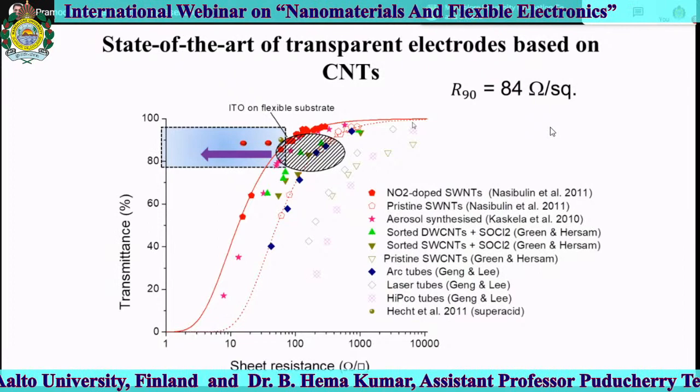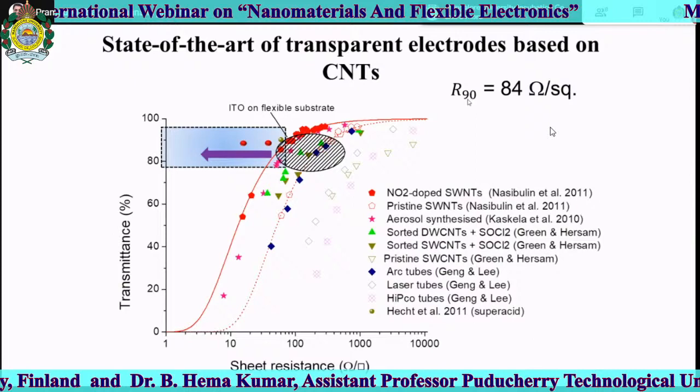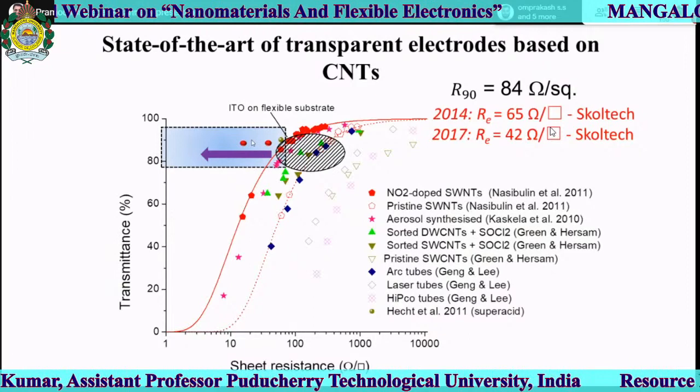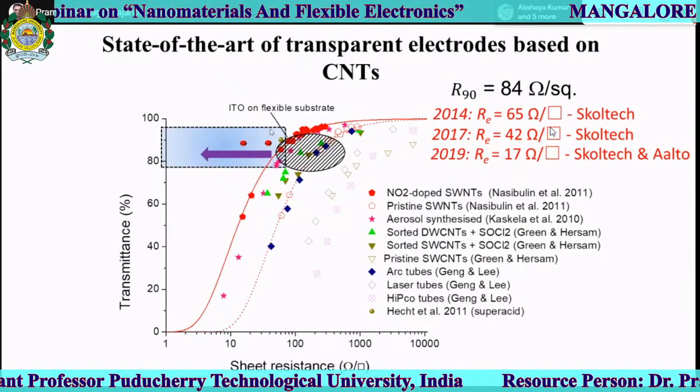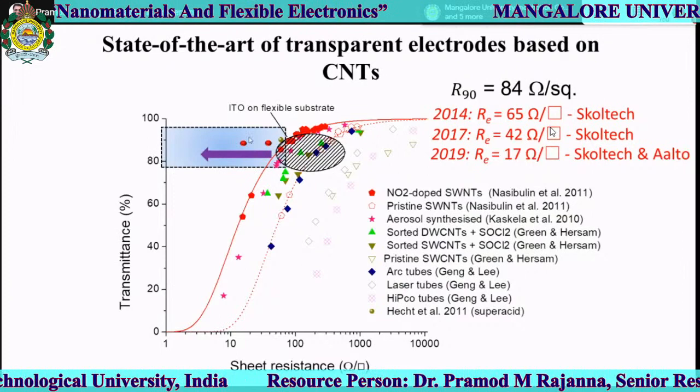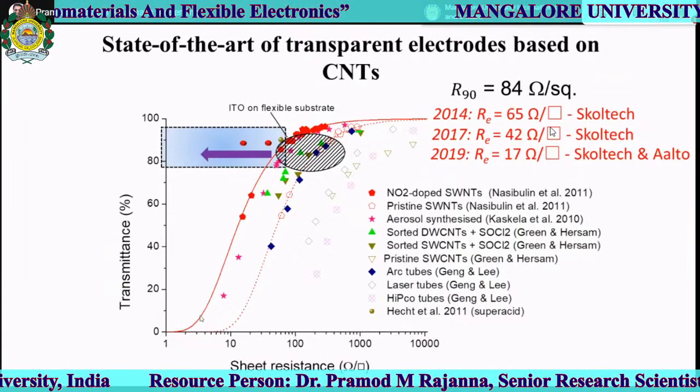And we look at it that in 2011 it was 84 ohm per square, then in 2014 the sheet resistance moved to 65 ohm per square, then in 2017 it was 42 ohm per square, and in 2019 we have 17 ohm per square, as I showed you. What is important is this shaded box. What we desire is keeping a transmittance between 80 to 90% and probably greater than 90%, and we want to move towards the left-hand side, wherein the sheet resistance decreases, and we get very close to even 1 ohm per square if it is realistically possible, but that is really challenging.